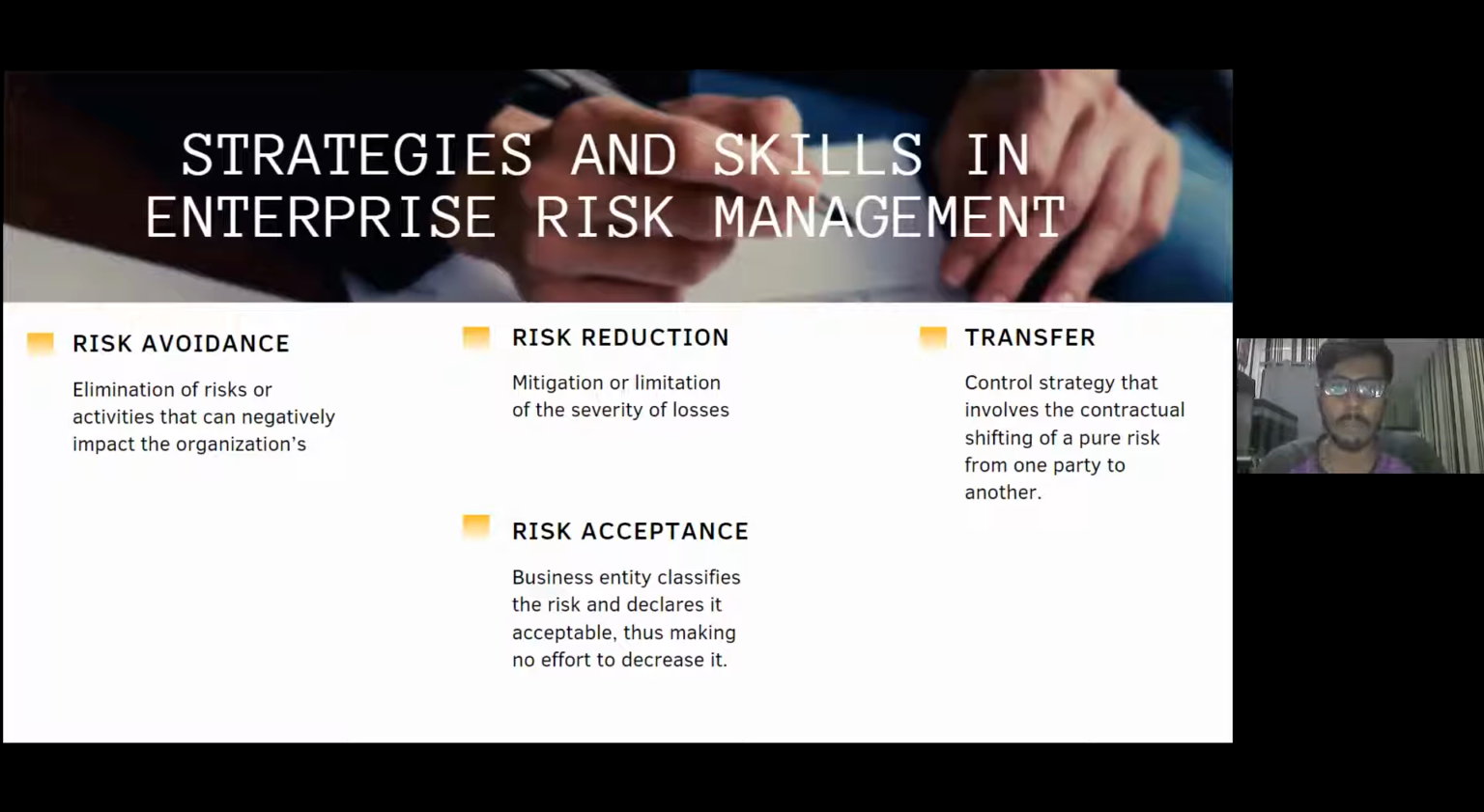Next, transfer. Risk transfer is a risk management and control strategy that involves the contractual shifting of a pure risk from one party to another party. One example is the purchase of an insurance policy by which a specified risk of loss is passed from the policy holder to the insurer. In very simple terms, if a worker is injured, the insurance company pays the cost. If a building burns down, the insurance company pays to replace it. Insurance companies charge a fee or an insurance premium for accepting this risk.